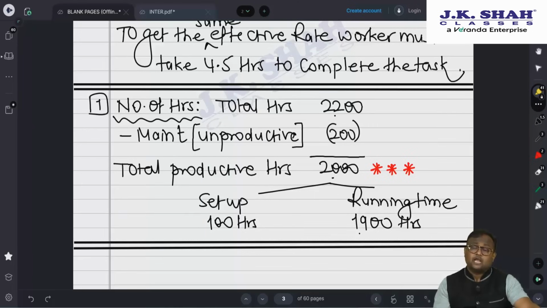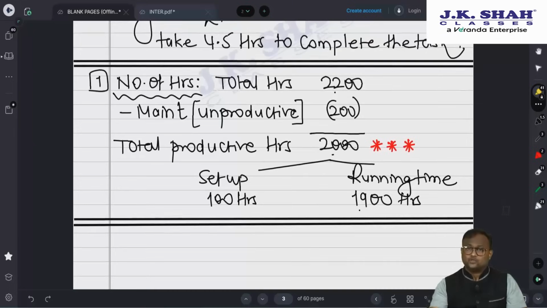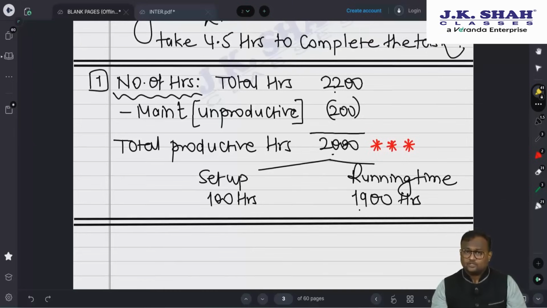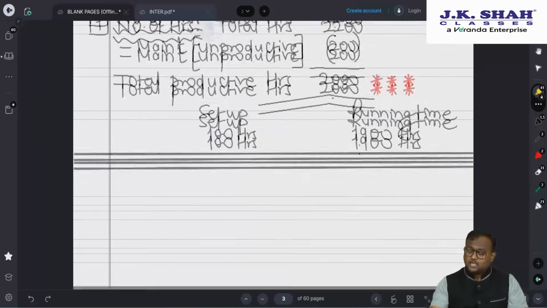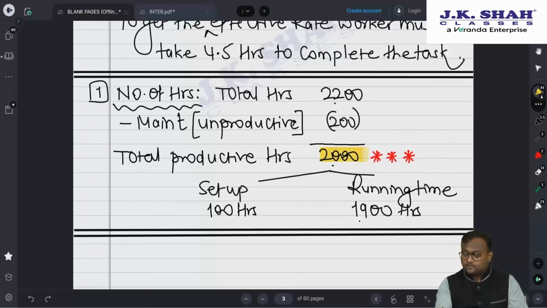In that, they have calculated a combined rate, but that's fine. You have 2 productive phases, that means 2 different rates must be charged to the customer, one for running, one for setup. Whenever this situation arises, you have to consider 3 cost structures. Fixed cost will be accumulated and that will be divided by 2000 because it has got nothing to do with running time and setup time.